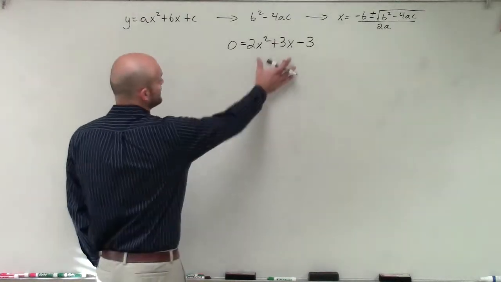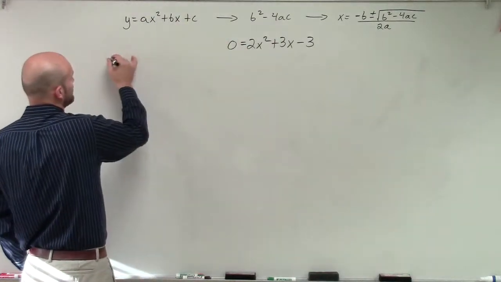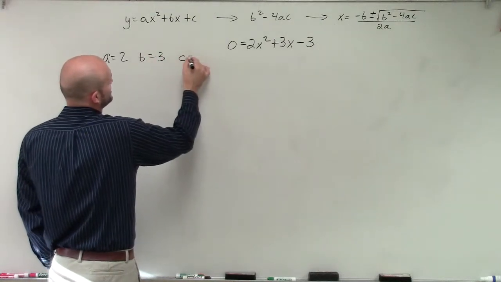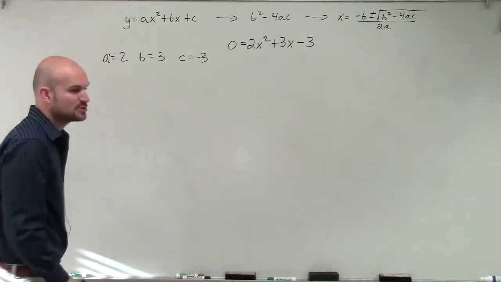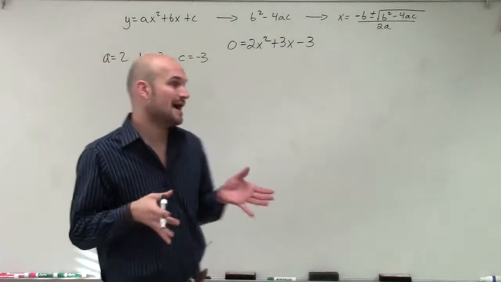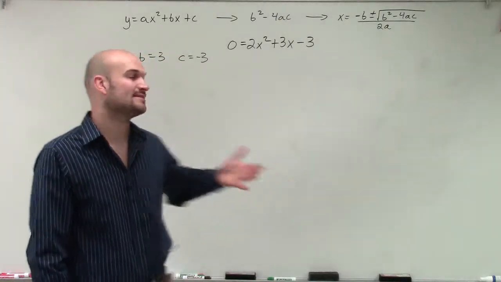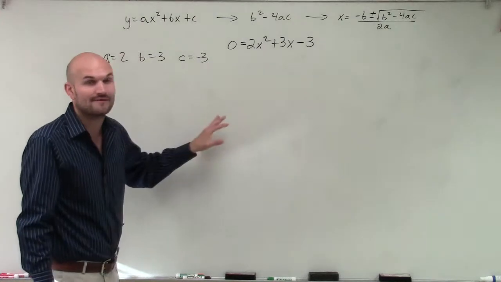So the first thing that we need to do is make sure it's in standard form. Therefore, we can determine what our a, our b, and our c are. Now, this is a very kind of arbitrary task, but it's very helpful because I'm going to continually be using the values of a, b, and c. So I want to write them down to make sure that I know that I have the right values.